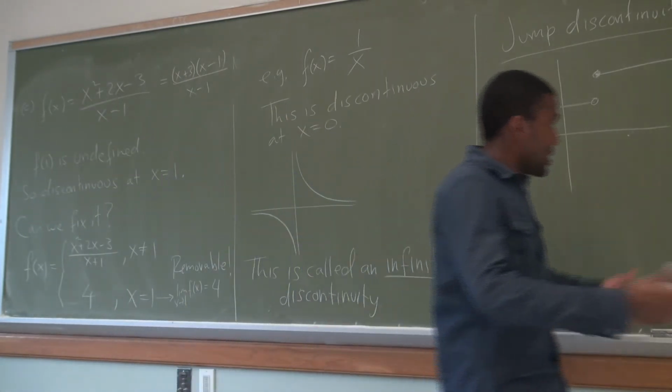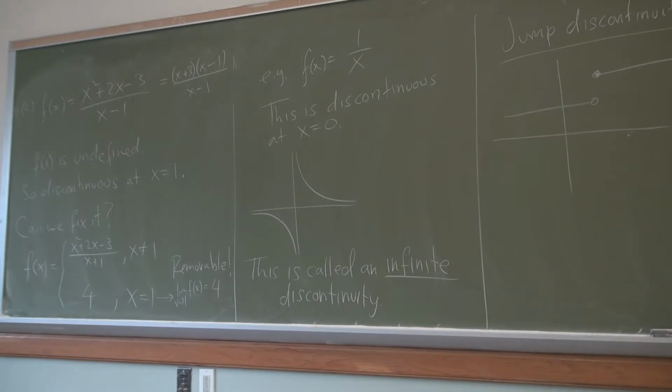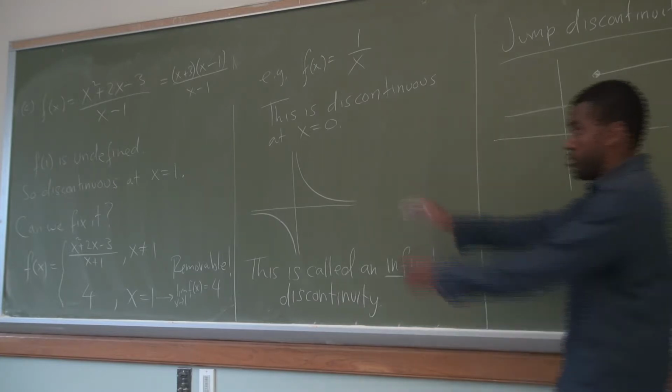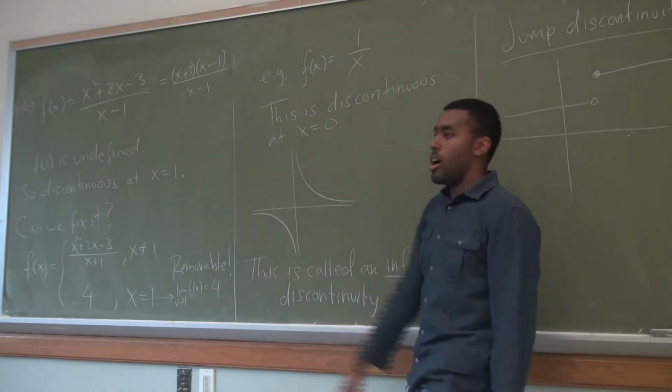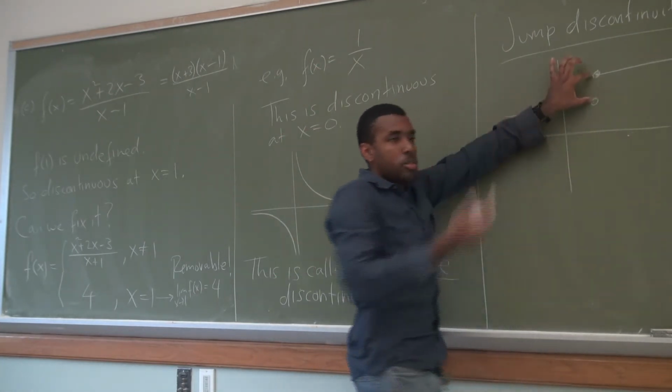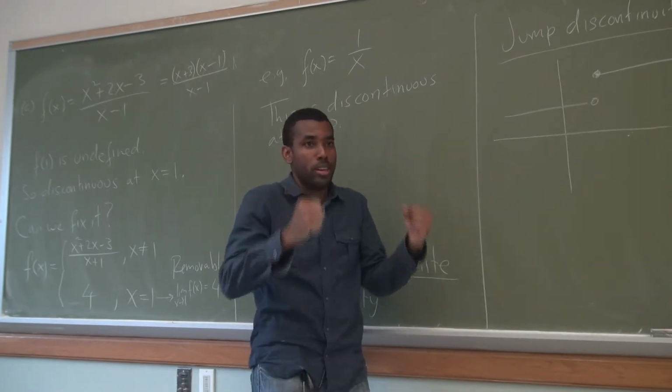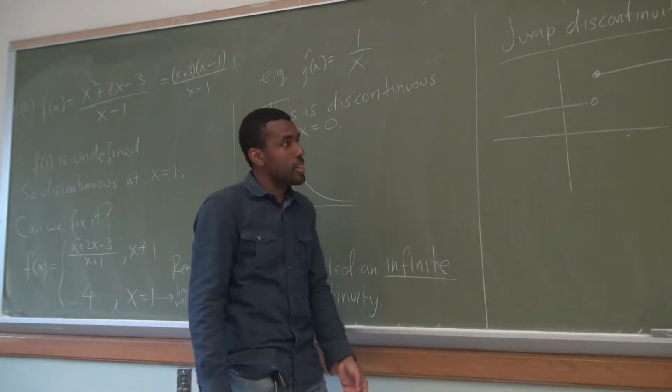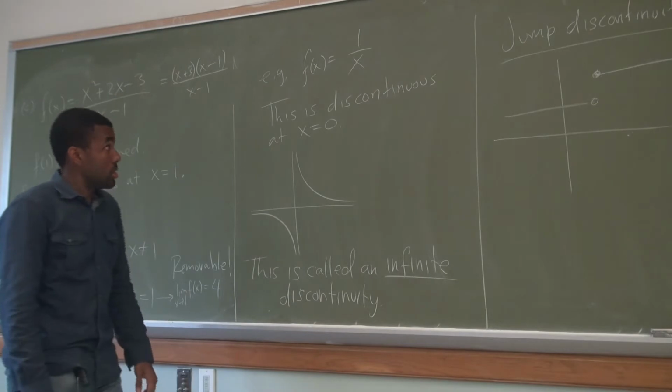So things can be discontinuous, but there are three main categories that we put them in. If you can just fix it by fixing a point, you call it a removable discontinuity. If the gap is infinitely large, you call it an infinite discontinuity. And if it's just a jump, where there's a finite space you have to fix, but you have to move a whole part of the function, that's called a jump discontinuity.